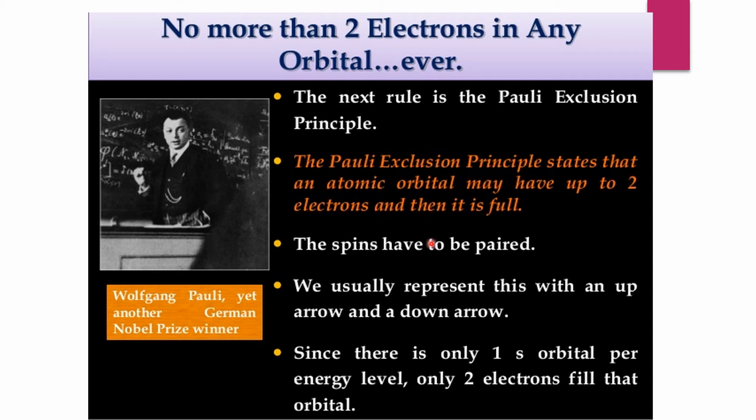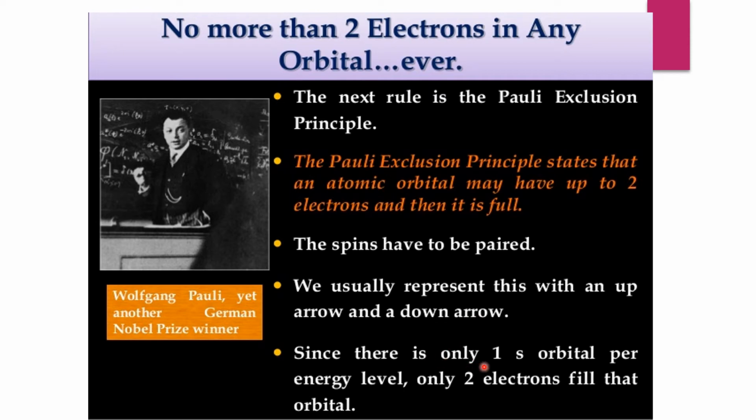The spins have to be paired. We usually represent this with an up arrow and a down arrow. So here Pauli's exclusion principle states that every atomic orbital can have only 2 electrons, and the spins of these 2 electrons have to be paired. Means the spinning of these 2 electrons in an orbital has to be opposite, that is, one with an upward arrow and the other with a downward arrow. This shows that one electron is spinning in the clockwise direction and the other in the anti-clockwise direction.